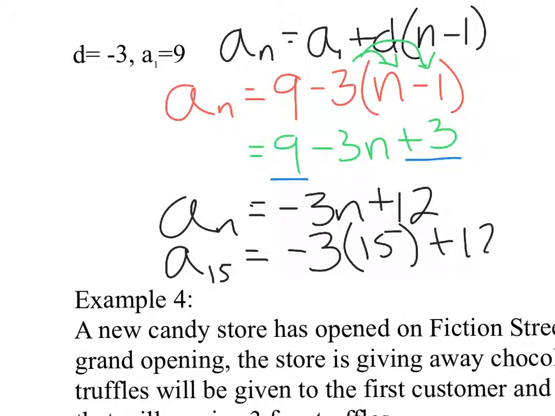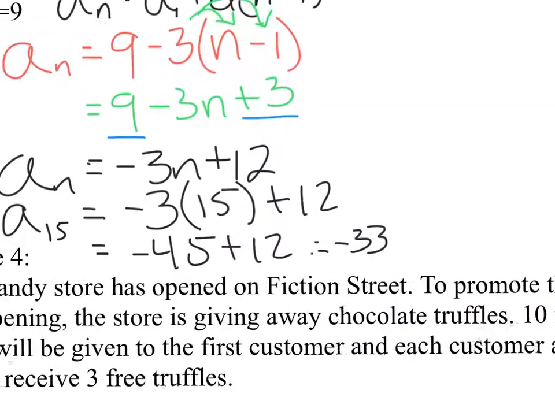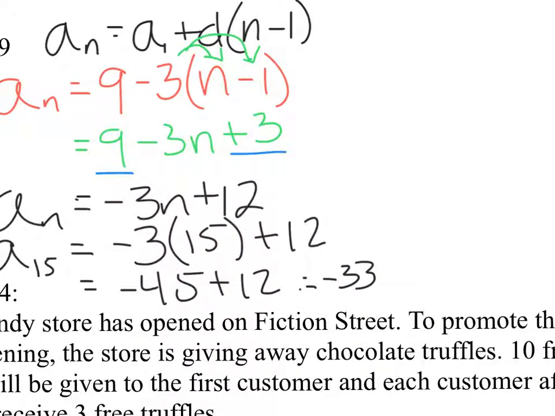Plus 12. Okay? So then we are going to multiply negative 3 times 15. We get negative 45 plus 12. Okay? And then negative 45 plus 12 is negative 33. So our answer is A sub 15 equals negative 33.